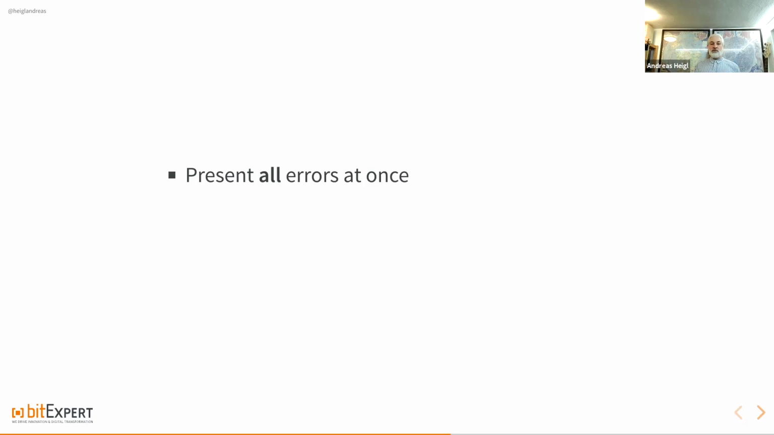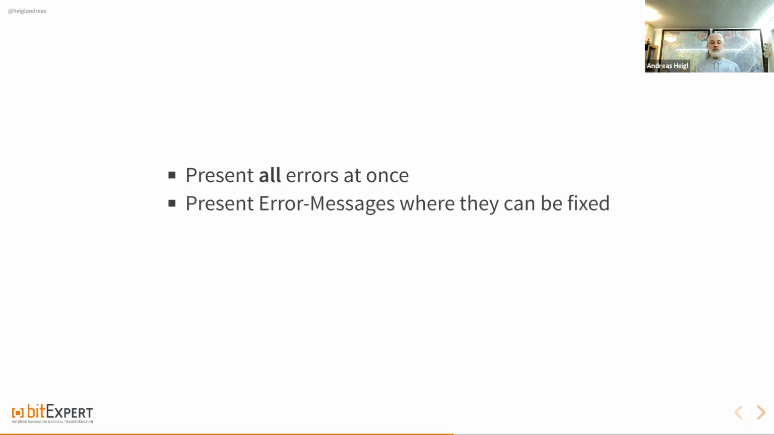But apart from presenting all errors at once, also please present error messages where they can be fixed. It is nice to have them in the top bar, saying these are the errors, but then the user still has to check, where do I have to fix that? If you present that where it can be fixed immediately, it's like, here's red, here's red, here's red, that's where I have to go.